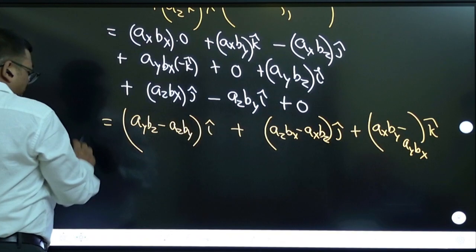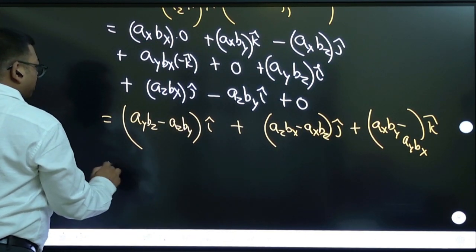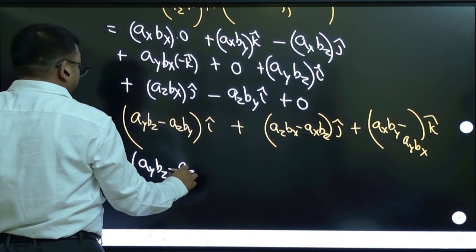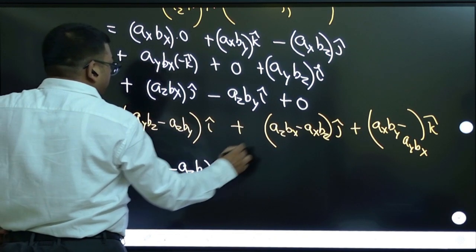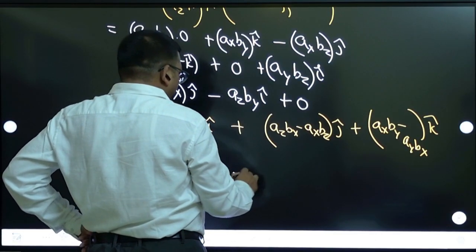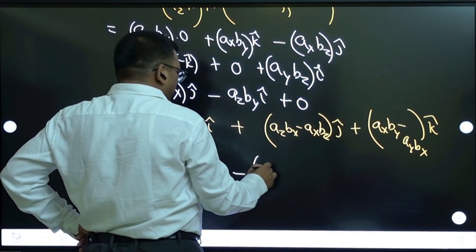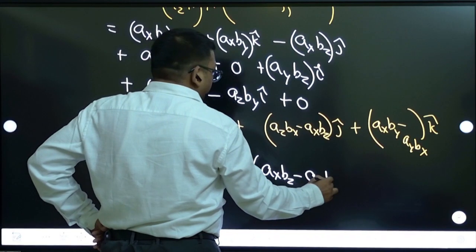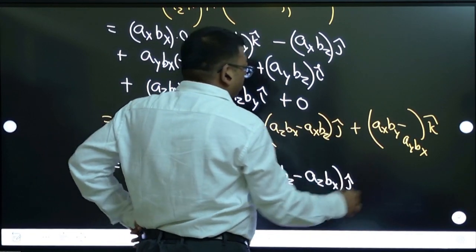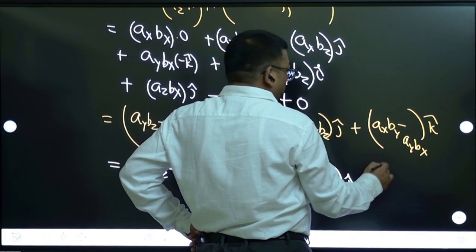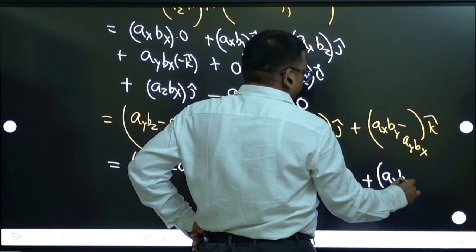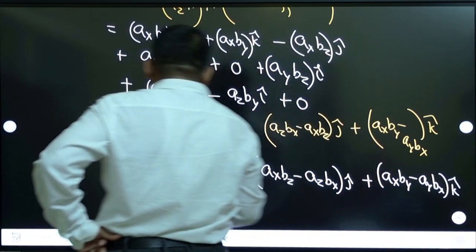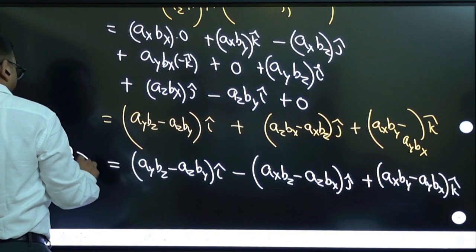Okay, so this can now be written as: ay bz minus az by i cap, and here I will take minus common. Why, I will explain afterwards. So ax bz minus az bx will come, take out, and then plus ax by minus ay bx. Now this thing that we are getting is the cross product of a and b.